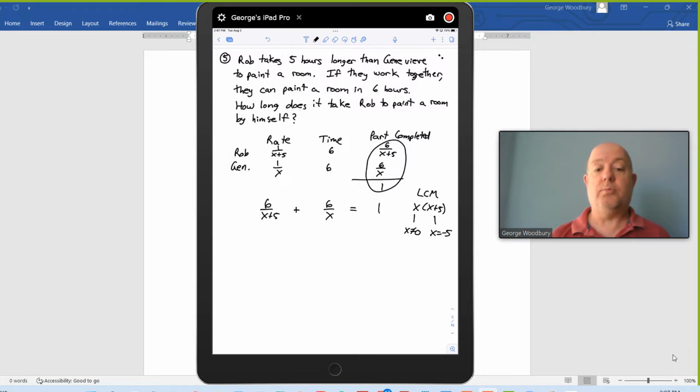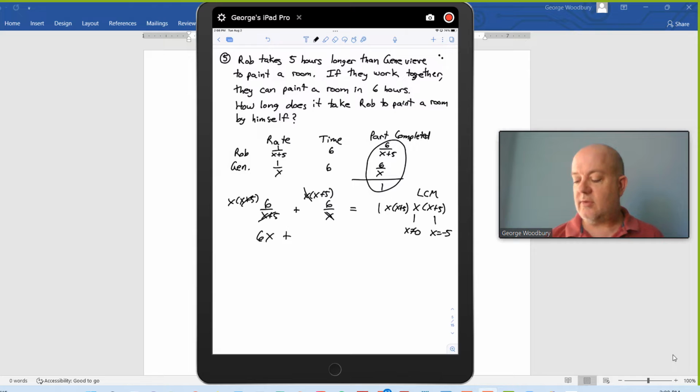I'm going to multiply through by the LCM. X times x plus 5, x times x plus 5, x times x plus 5. On the left side, divide out the x plus 5s, I'm left with 6x, plus. In the second fraction, divide out the common factor of x, I'm left with 6 times the quantity x plus 5. Distributing that through, I get 6x plus 30. On the right-hand side, multiplying by 1 doesn't change anything, so I just have x times x plus 5, which is x squared plus 5x.